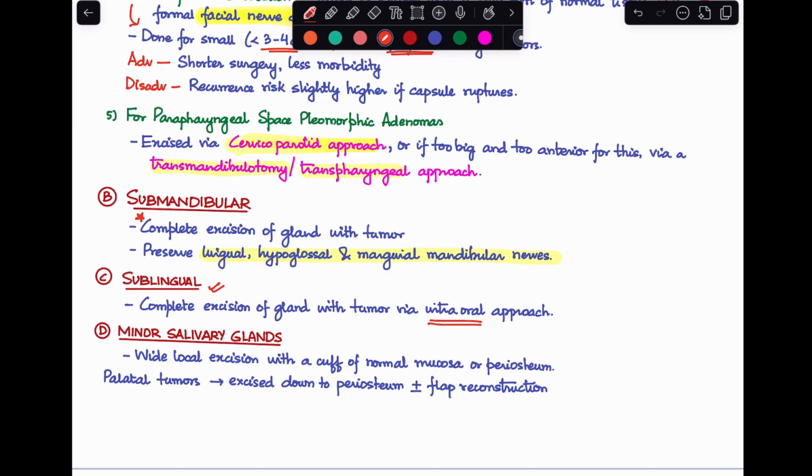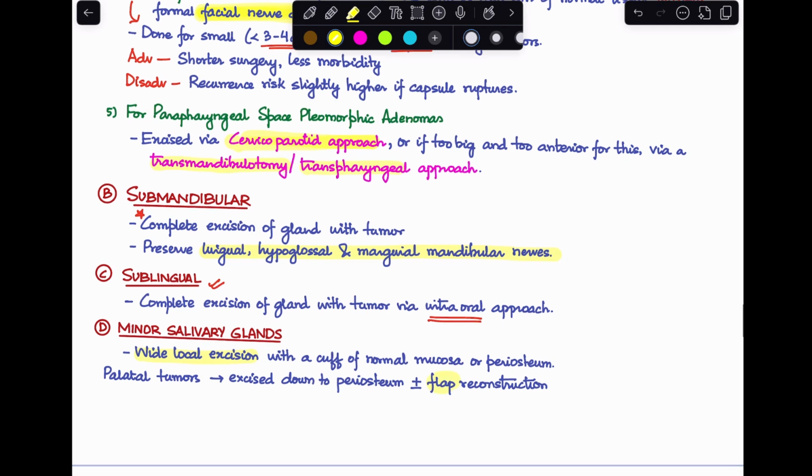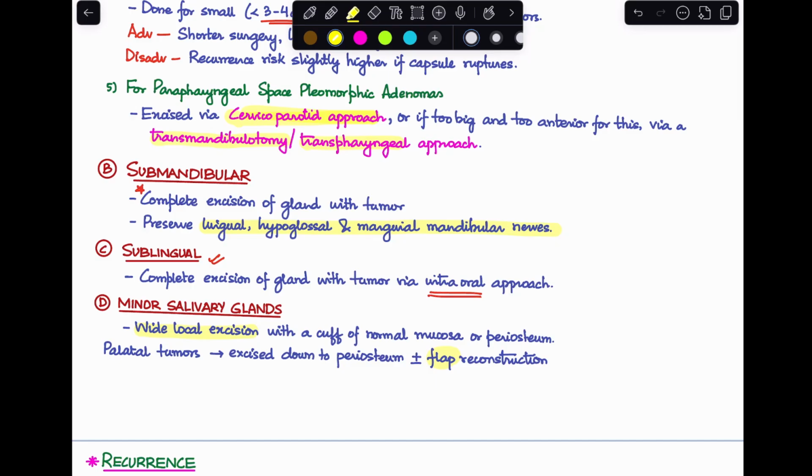And lastly is the minor salivary gland tumor of the pleomorphic adenoma. In that case, we do a wide local excision with a cuff of normal mucosa or periosteum. In case the palate is involved, we excise down to the periosteum and then do a flap reconstruction. So that's all about the treatment of pleomorphic adenoma.